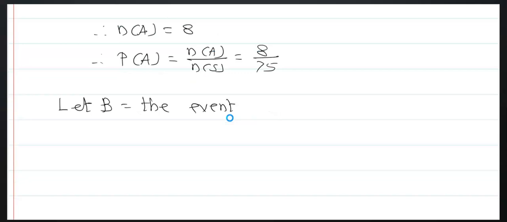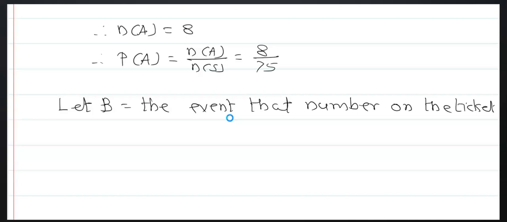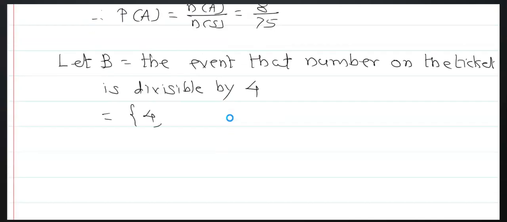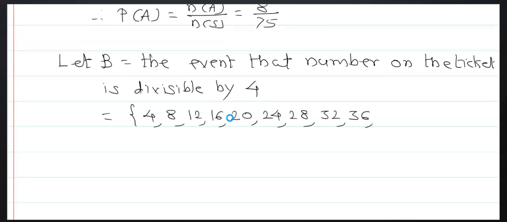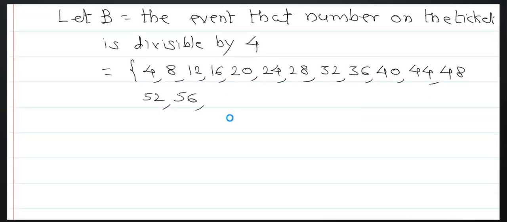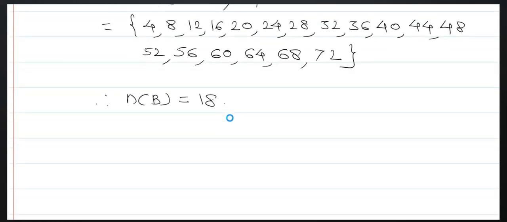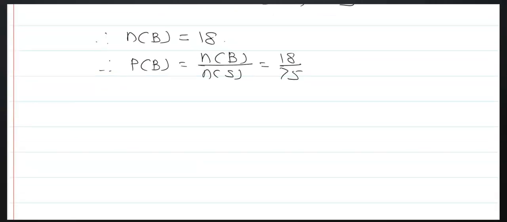Next, B, the event that the number on the ticket is divisible by 4. Therefore, 4, 8, 12, 16, 20, 24, 28, 32, 36, 40, 44, 48, 52, 56, 60, 64, 68, 72. And therefore, n of B is equal to 18. Therefore, P of B is equal to n of B upon n of S. That is 18 upon 75.